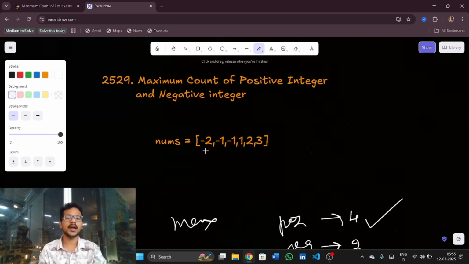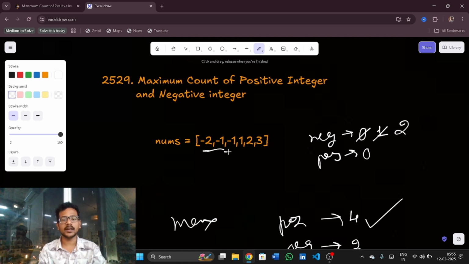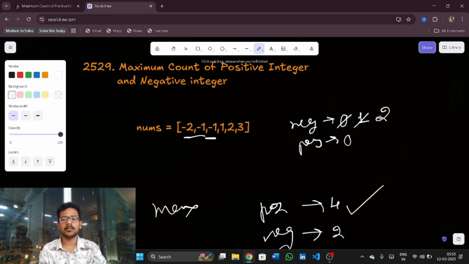So I'll initialize my negative count to 0 and the same way positive count also to 0. I got a negative integer, minus 2, so I increment my negative count by 1, and then I got another negative element, so I increment my count by 1 again. I get another negative element, minus 1, so I increment my negative count by 1 and it's 3 now.